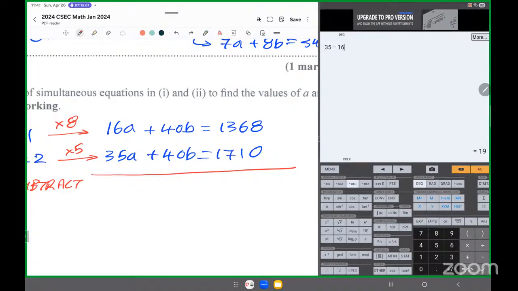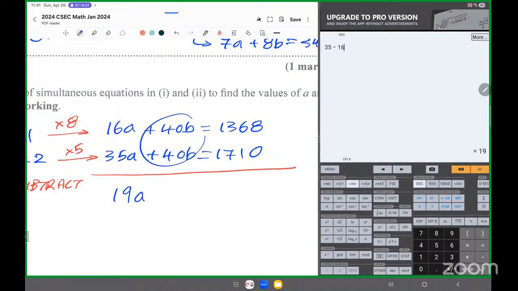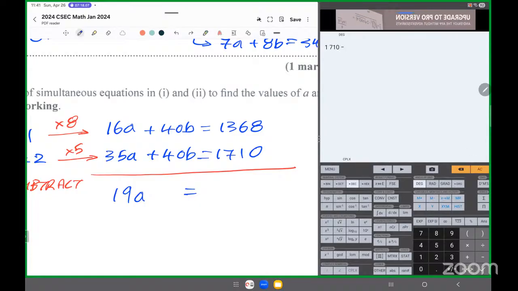That's 19A. So when you subtract, you get 19A. Then these are eliminated. The 40B minus 40B will be gone. That equals 1710 minus 1368. That gives us 342.